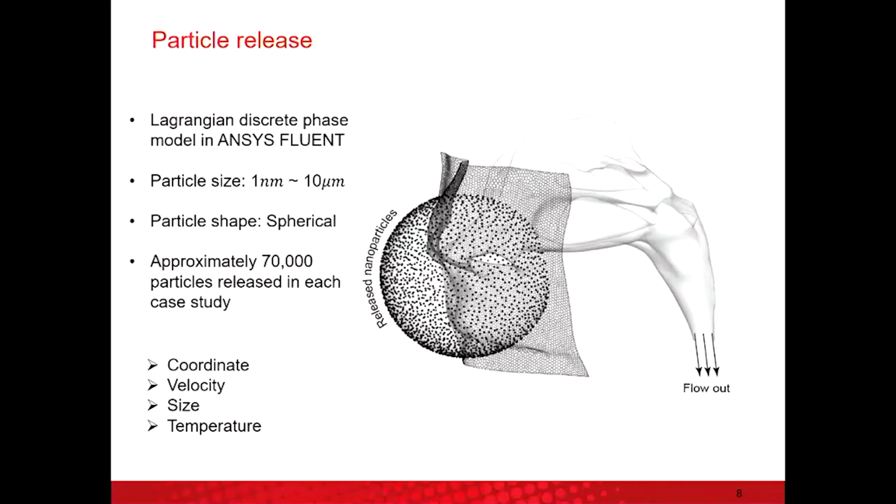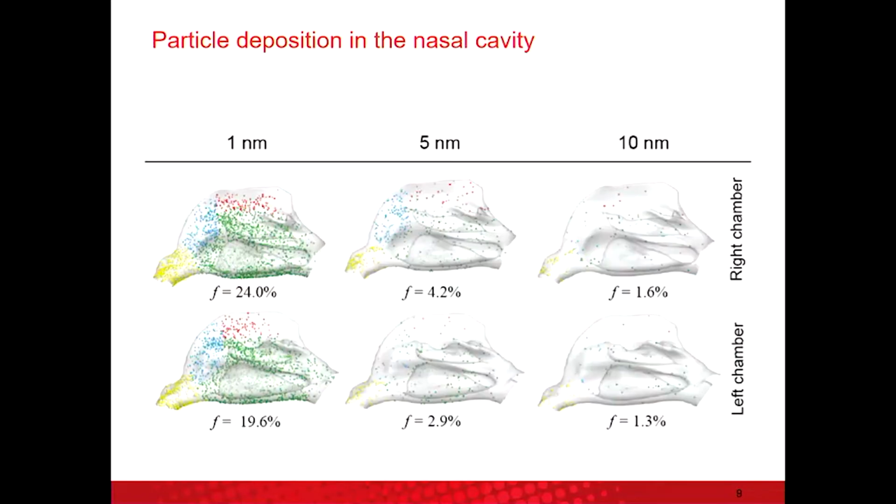And for the particle size, we choose from 1 nanometer to 10 micrometers. It is because in the deposition efficiency curve, there is a U shape. When the particle size is lower than 1 nanometer, all the particles will be deposited on the nasal cavity surface. And if the particle size is larger than 10 micrometers, the same thing also happens. So we choose the particle size from 1 nanometer to 10 micrometers.